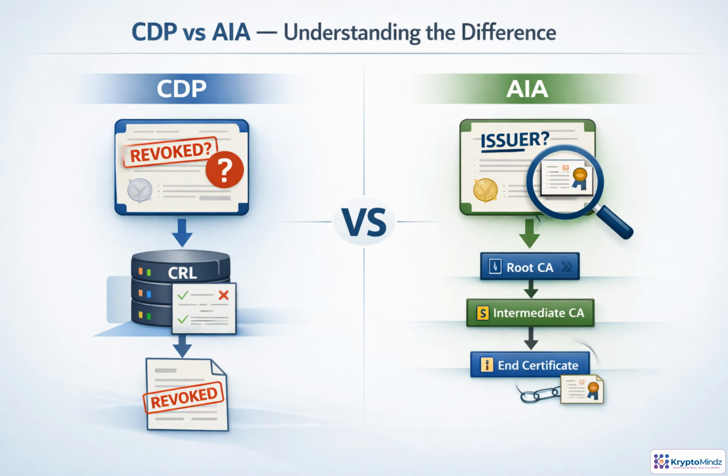It helps to think of CDP and AIA as answering two different questions. CDP says, given this certificate, where do I download the CRL to see if it's revoked? AIA says, given this certificate, where do I download the issuer's certificate so I can build the chain? Both are baked into the certificate at issuance. When those URLs are wrong, clients may fail revocation or chain checks until the certificate is replaced.